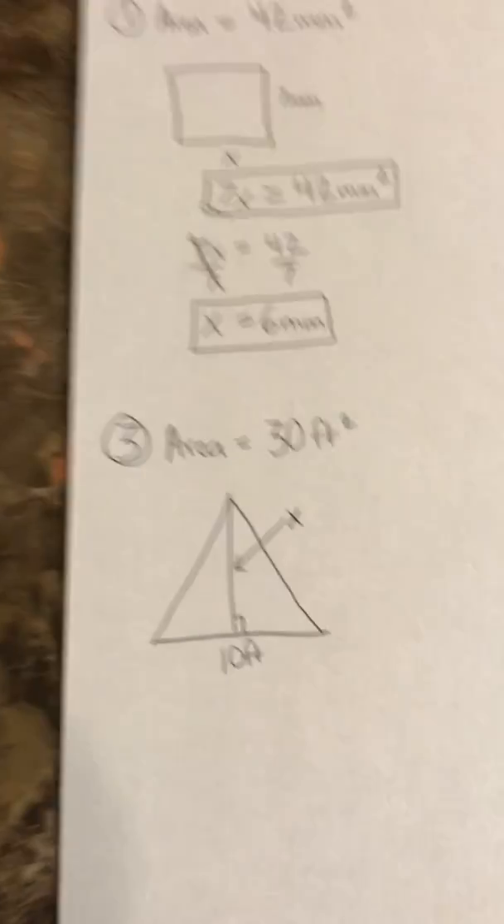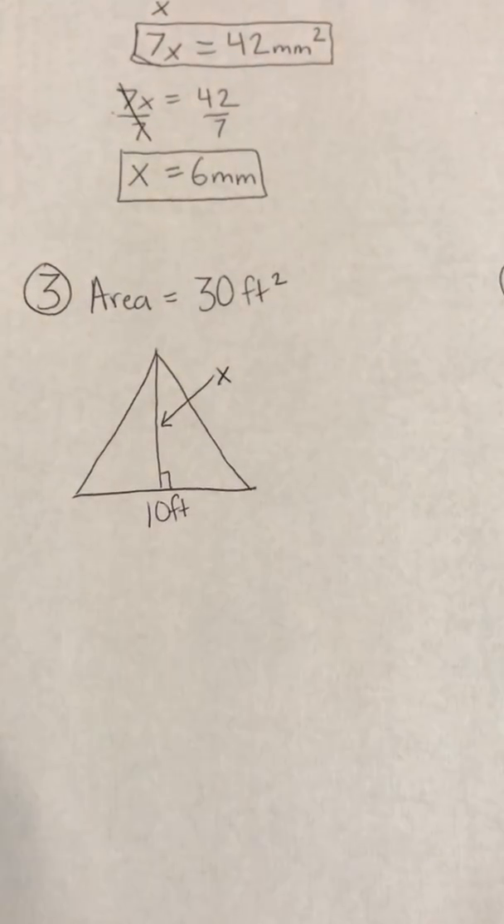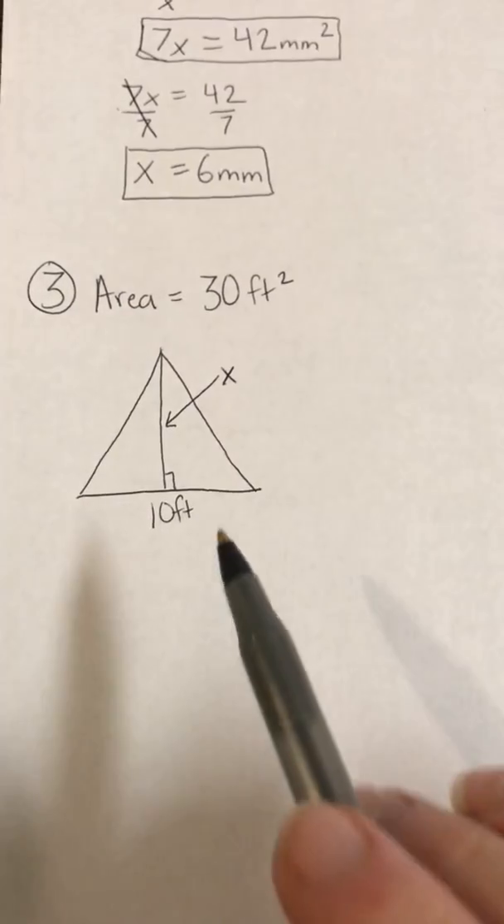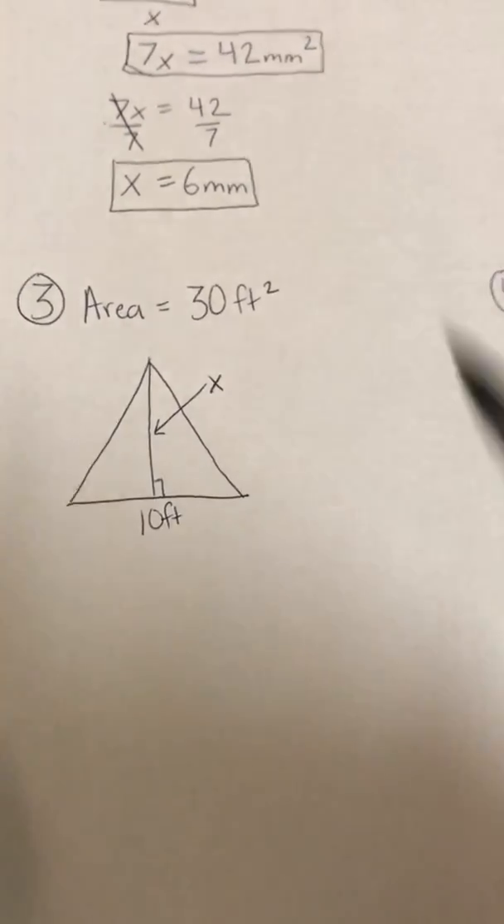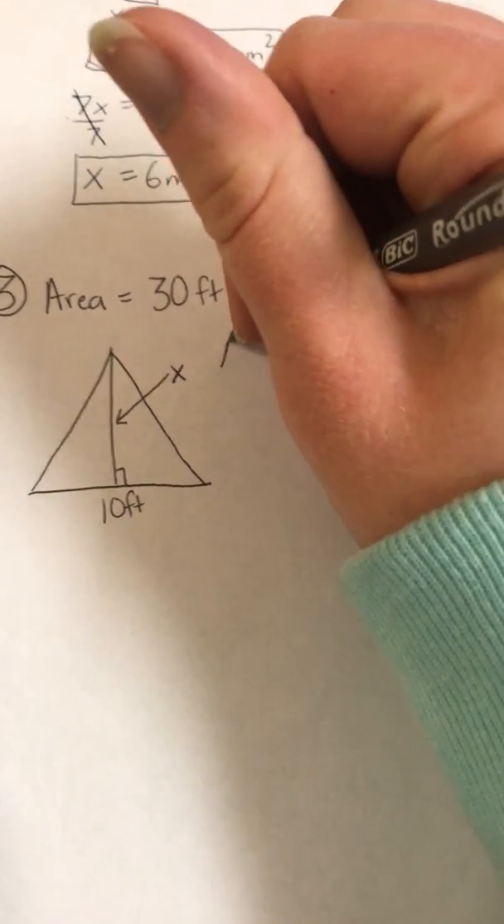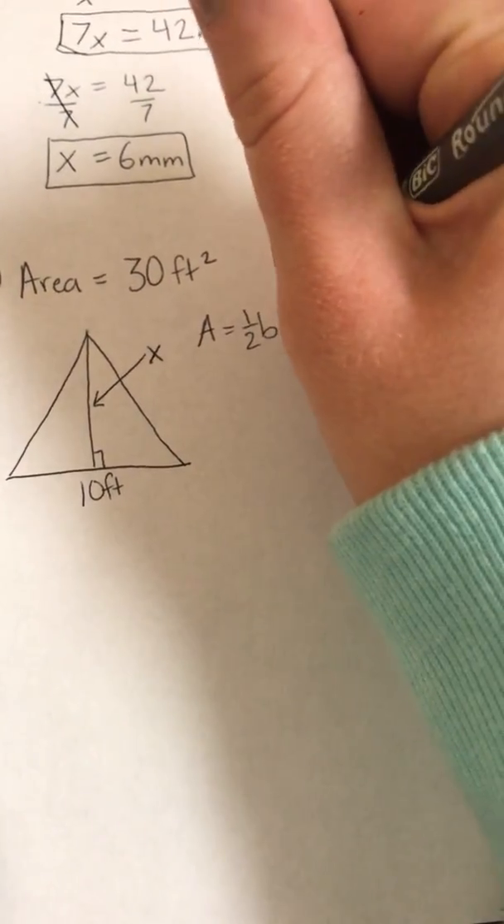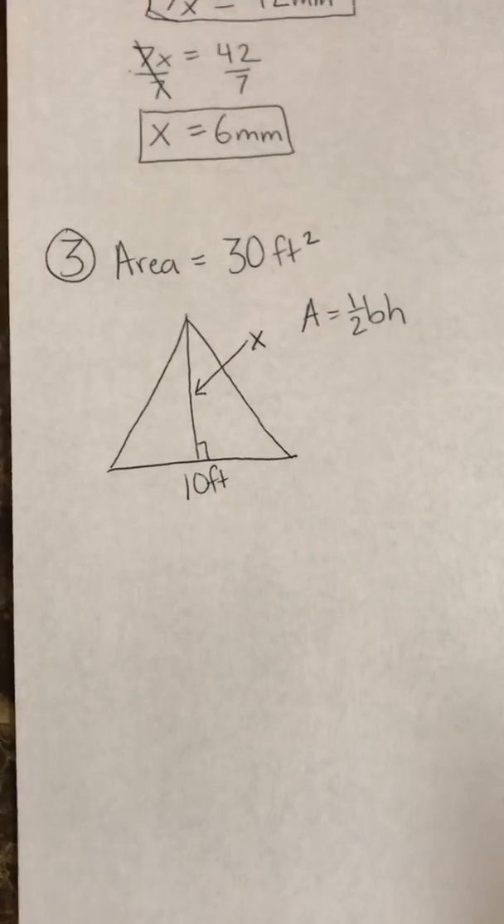All right. Now for number 3, we have area equals 30 feet squared. All right, and here's what it gives us. The area for a triangle, I'm going to rewrite it down here. We have it at the top of our paper, but area for a triangle equals half the base times the height. So we're just going to rewrite that down here.